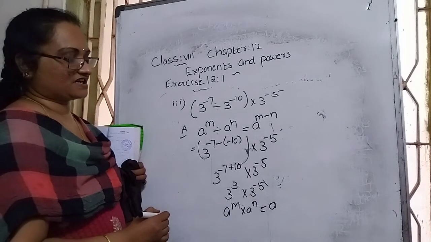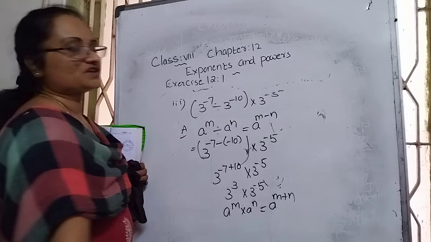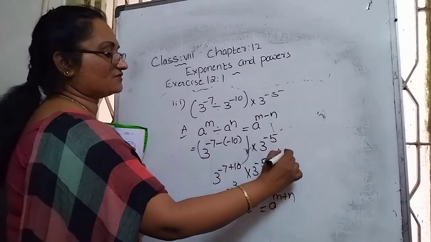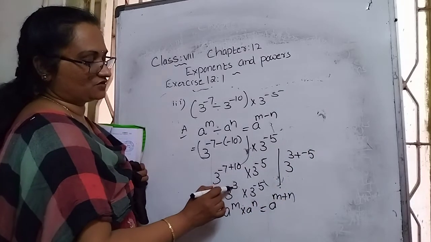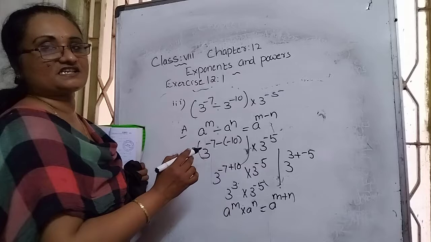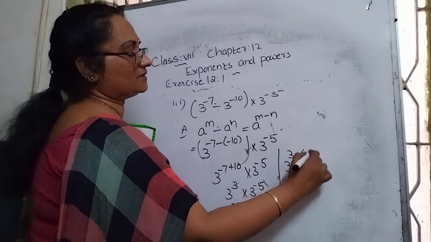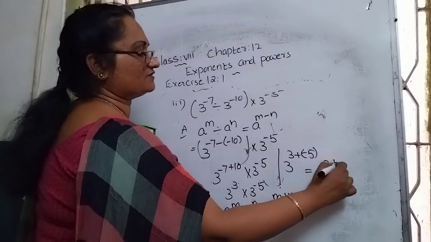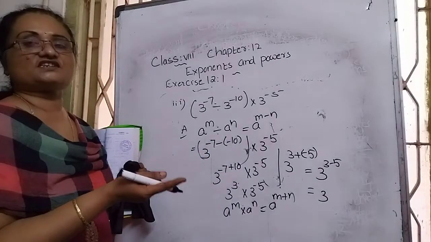The expansion says that when the bases are the same, the powers are added. Here, what are the powers? Base is 3, and the powers 3 and minus 5 are added. Then the calculation: 3 raised to plus or minus changes to minus. So 3 minus 5: one is a positive integer, the other is a negative integer.